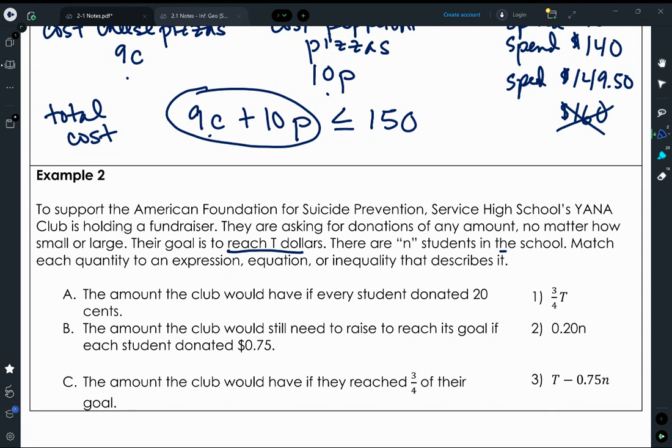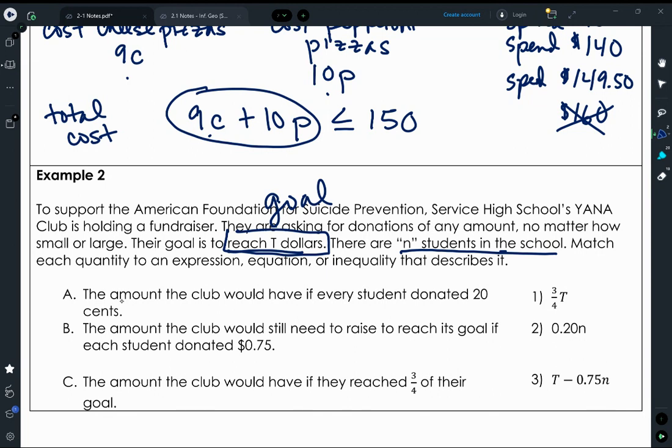So we can imagine Yana holding this big fundraiser. I don't know what they're selling. Maybe they're just selling baked goods, right? So you could go buy a brownie, you could buy a cookie, and they're just saying, give us a donation. They're not even telling you how much you have to pay. So Yana's trying to reach T dollars. So maybe it's $2,000, maybe it's $5,000, maybe it's only $100. That's what they're trying to reach. And there are N students in the school. So we've got this total, that's our goal. And we've got N for our number of students. So they're not giving us any numbers on this. So that's going to be our job. It's going to be to translate some things and then do some matching.